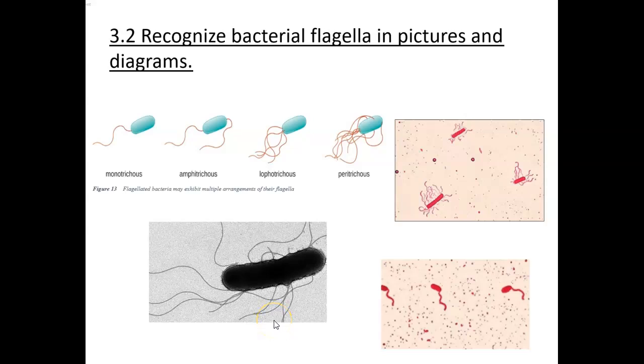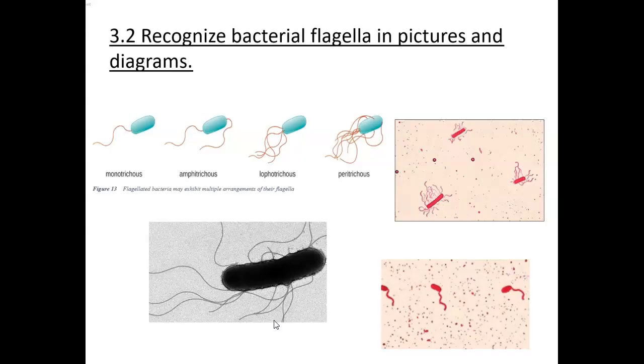Here we are in prokaryotic cells, section 3.2. And my learning outcome is recognize bacterial flagella in pictures and diagrams. Now, probably most of you have some idea of what flagella are. In human cells, the only cells with flagella are sperm cells. And the flagella allow the cells to move or to swim through an aqueous, a watery environment.